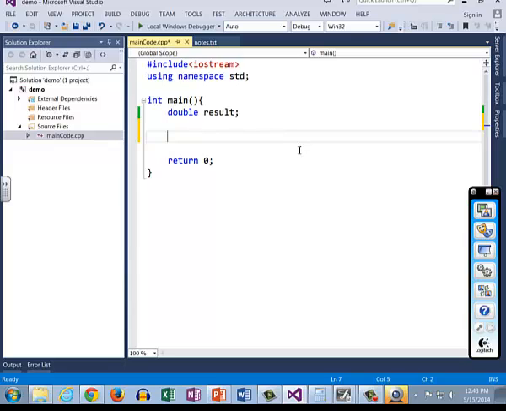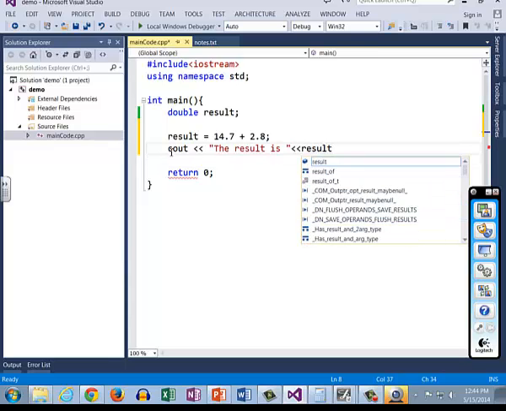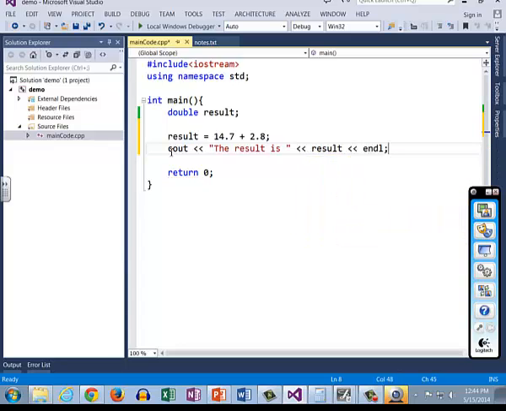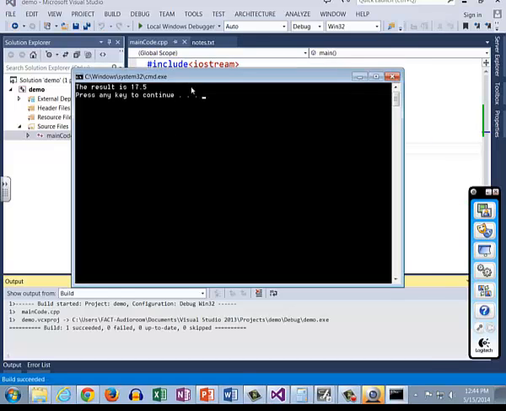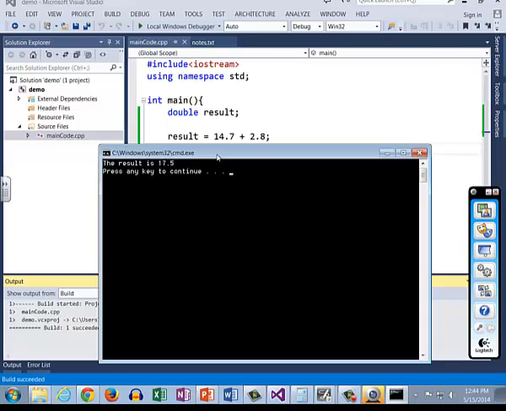Here I've defined a variable called result, and I want to do some math and store that result in my variable called result. So if I do 14.7 plus 2.8, then I'm going to do the addition, store it in result, and let's go ahead and print out the result. We'll type out result, put an NL. All right, let's see what the result of 14.7 plus 2.8 is, and it gives us 17.5, which is what we expect when we add those two numbers.